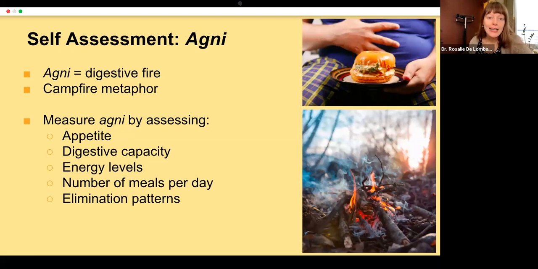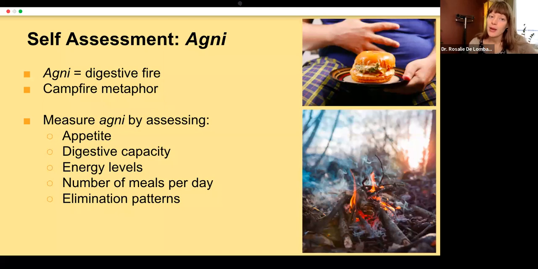Excellent. So Agni is another huge one. It has to do with digestive fire, okay? In both naturopathic medicine and Ayurvedic medicine, if our digestion is not regulated, the rest of the body has a really hard time feeling balanced.